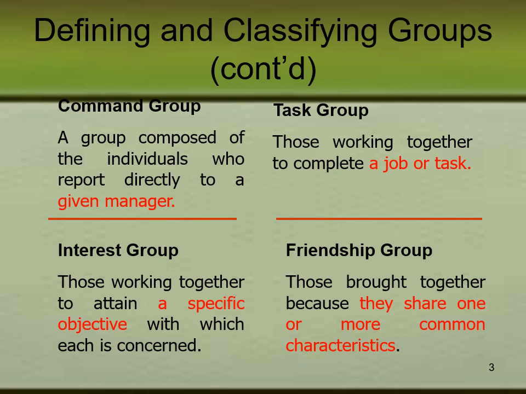Task group, that is another classification of formal group, is those working together to complete a job or a task. Task group is also considered a formal group because it is determined by the organization. But the nature of task group is a bit different from the command group because task group is where the top management picks or selects a few individuals from various departments, and these few people will form a group to complete one specific task or one special task. Another name for task group is special task force.